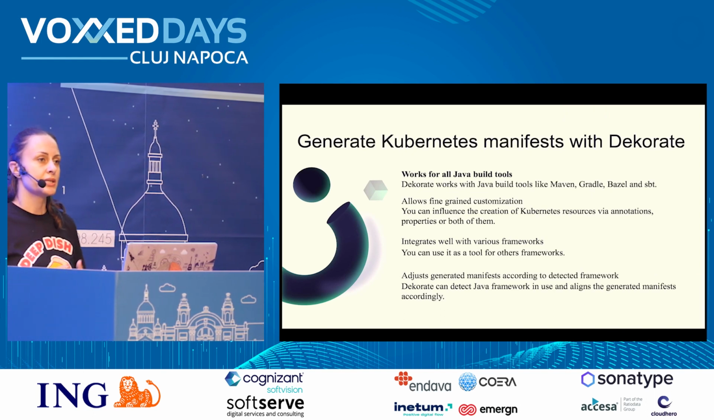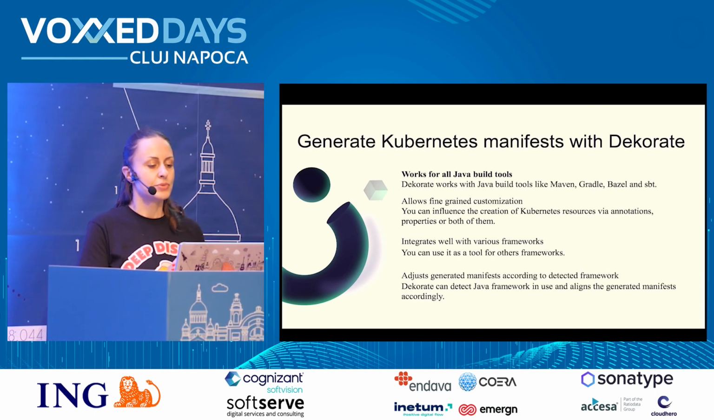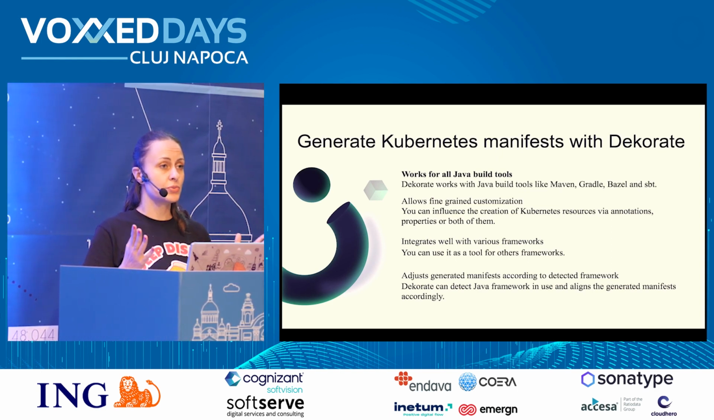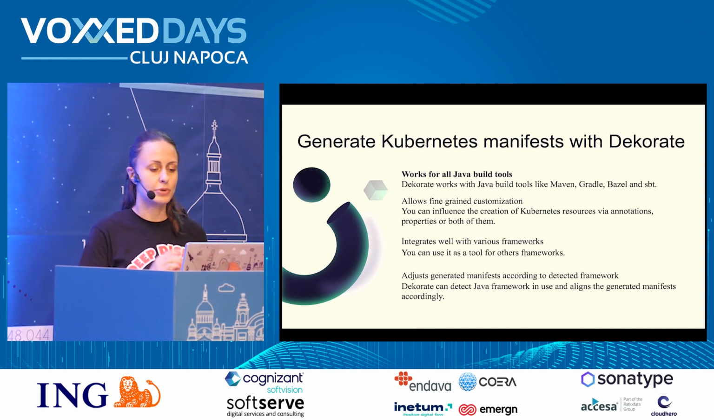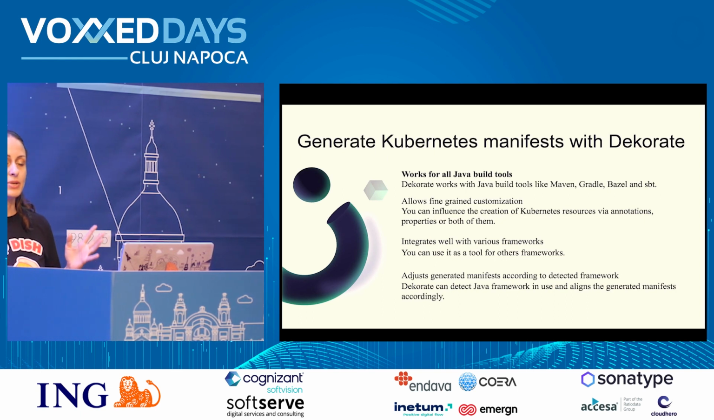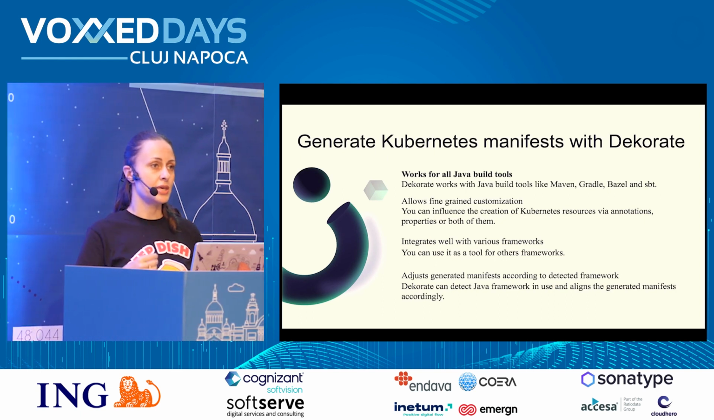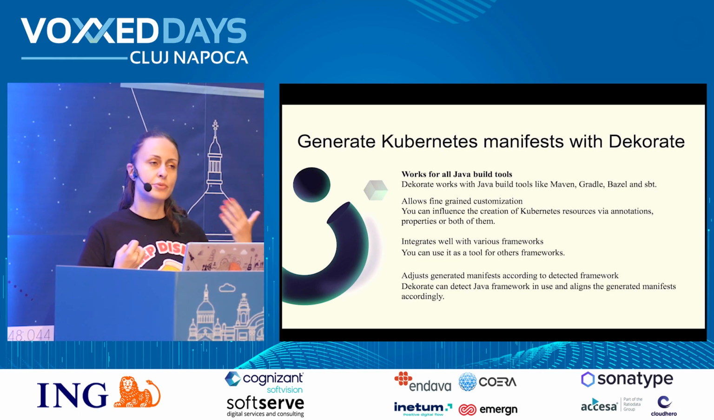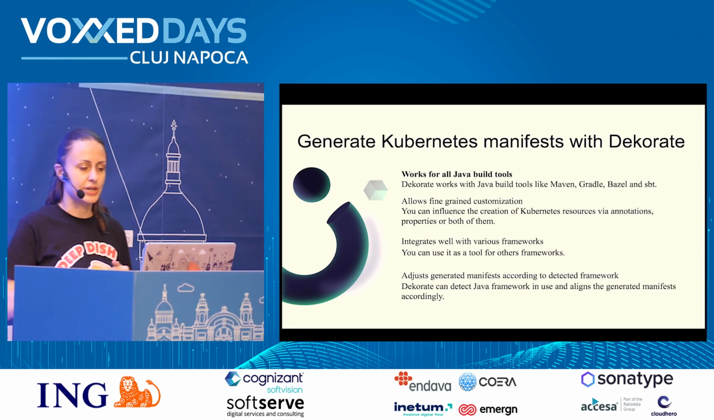So what are the strengths of Dekorate? So Dekorate can help you generate Kubernetes manifests, and it works with all the Java build tools. So it works with Maven, Gradle, Bazel, SBT. You just need to add the Dekorate dependency to your own class path, and you will be able to work with it in no time.